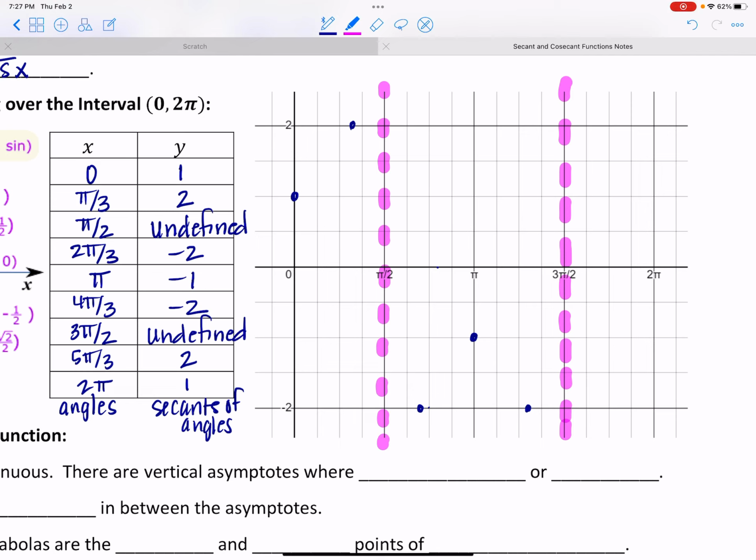And then at 5π/3, we're going to be at 2. So 5/3 π is going to be somewhere like here-ish. We're going to be right there. And then at 2π, we're going to be at 1. So something like this. Now, what is happening?